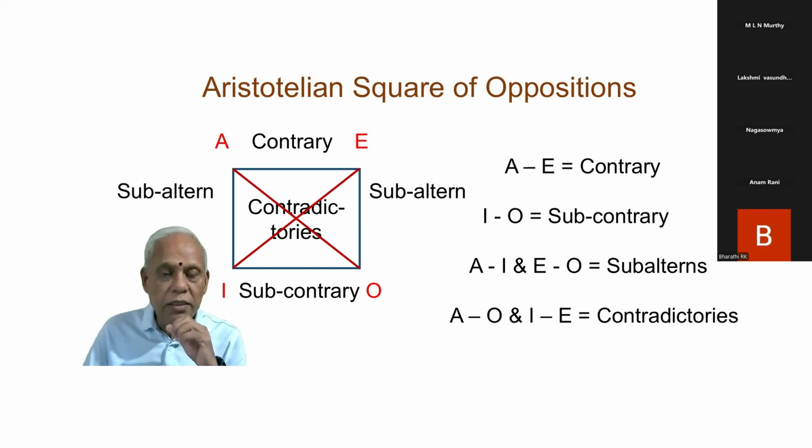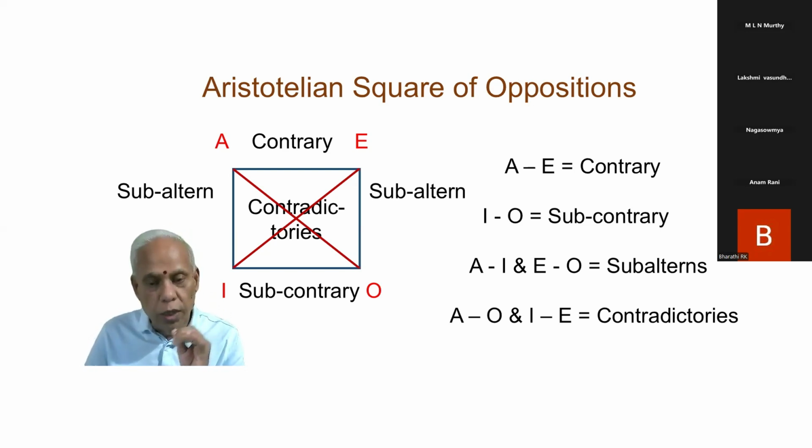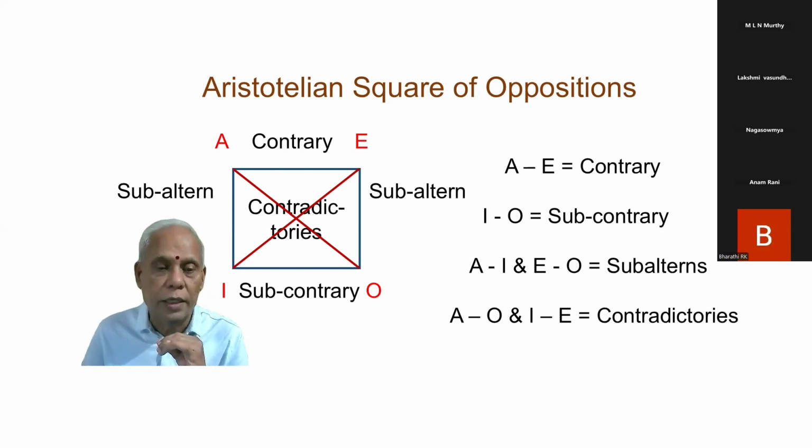And then A is all are good. O is some are not good. So this is a contradiction, not totally contrary to A, but it is contradicting the statement A. Therefore, this is called a contradictory. And similarly, all are not good is E. Some are good is in contradiction to the statement E. Therefore, EI is also called contradictory. Therefore, AO and EI are contradictories.